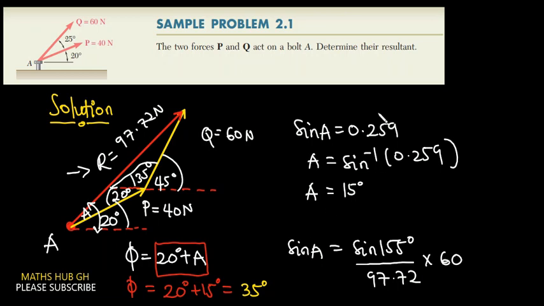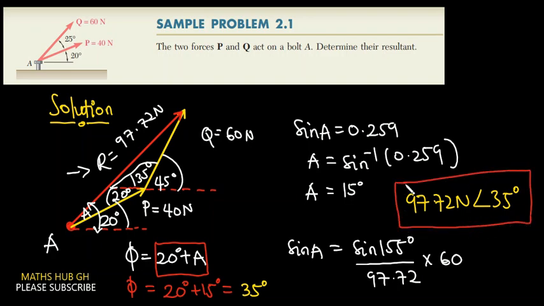So at the end, we are going to write the resultant force as 97.72 newtons at an angle of 35 degrees. So that will be the value for the resultant force and the angle it will make with the horizontal axis.